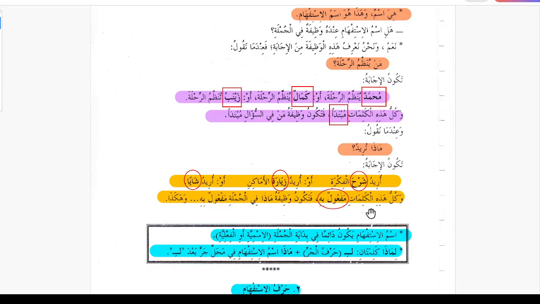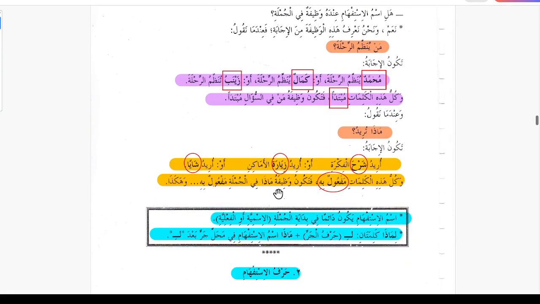So wakullu hazihil kalamati maful bihi, because all these words are maful bihi. Uridu sharha, I want the explanation, I want what? So this is the maful bihi. That is why you see the fatah here. Uridu ziyarata, I want visiting, fatah. And shayan also has a fatah. So all these words are maful bihi. Fatakunu wazifatu maza. So the function of maza in the sentence is maful bihi, which we come to know from the answer of the question.